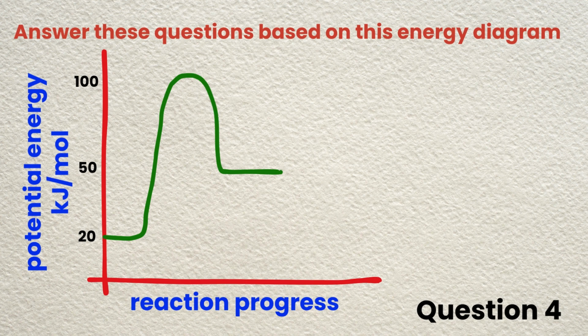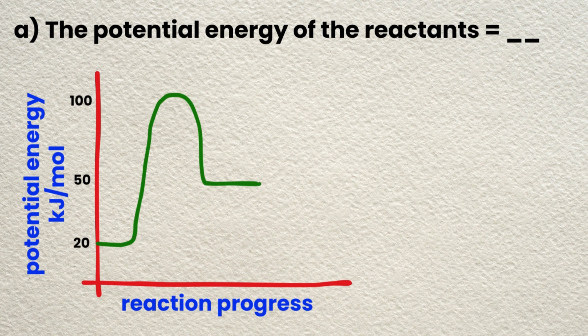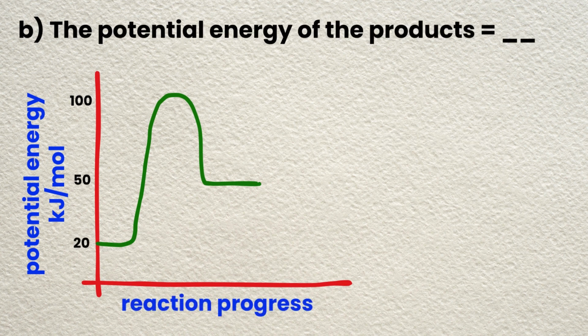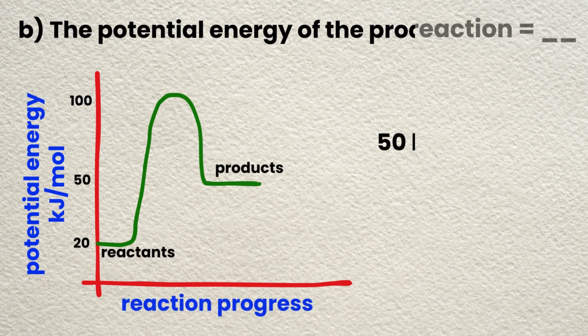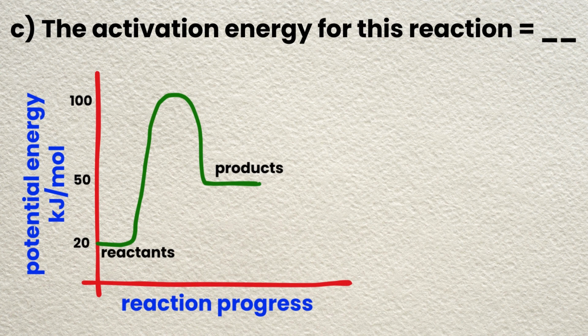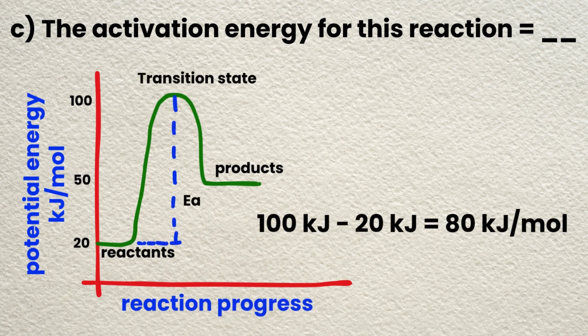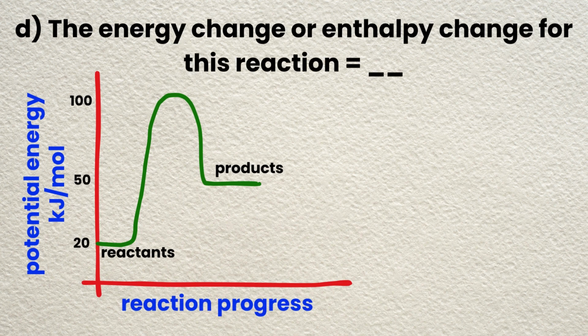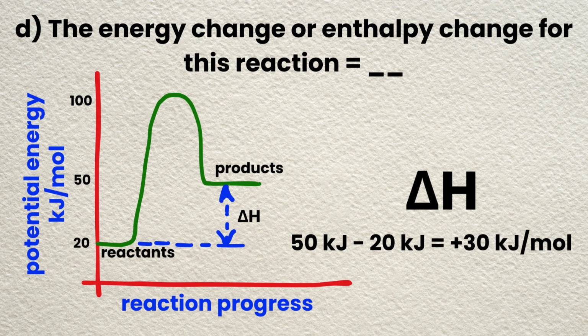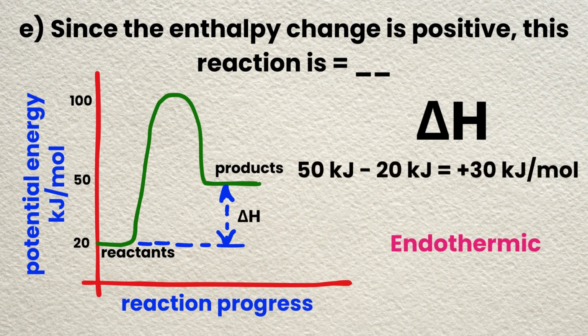4. Answer these questions based on this energy diagram. A. The potential energy of the reactants is equal to 20 kilojoules. Potential energy of the products, it's 50 kilojoules. Activation energy for this reaction equals 100 kilojoules minus 20 kilojoules equals 80 kilojoules. The energy change or enthalpy change for the reaction equals 50 kilojoules minus 20 kilojoules, which equals plus 30 kilojoules. Since the enthalpy change is positive, this reaction must be endothermic.